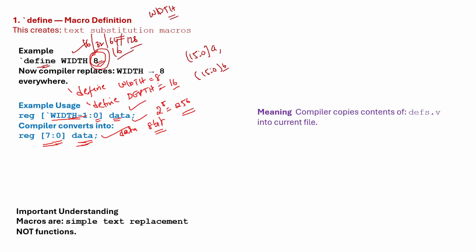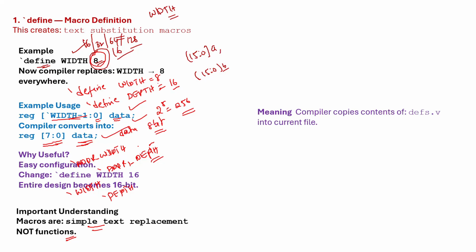See, these macros just replace simple text, not a function. It is replacing tick width, or tick depth, or tick address width, or tick address depth. In this way only the text is being replaced. That is the main thing.